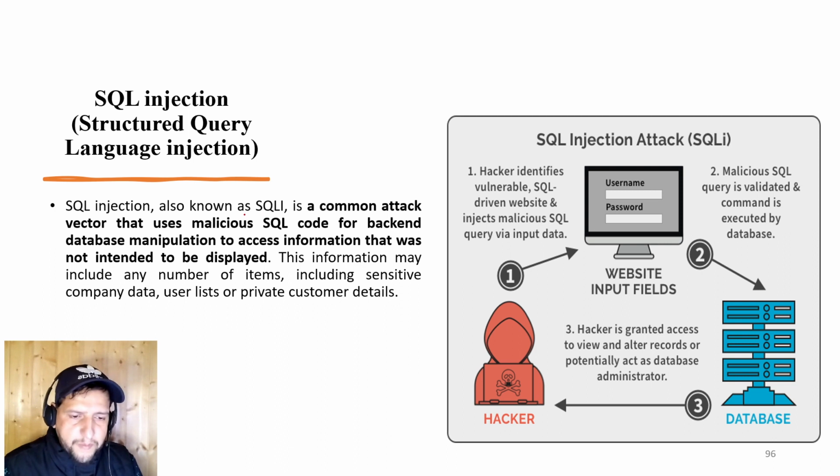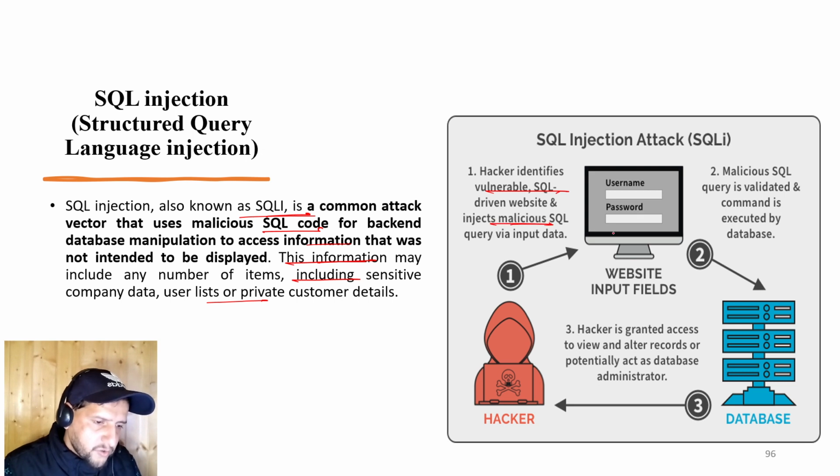So what happens? It's a common attack vector that uses malicious SQL code for backend database manipulation to access information that was not intended to be displayed. The information may include any number of items like sensitive company data, user lists, or private customer data. A hacker identifies a vulnerable SQL-driven website and injects a malicious SQL query. The malicious SQL query is validated, the command is executed by the database, and the hacker is granted access to view and alter records or potentially act as a database admin.